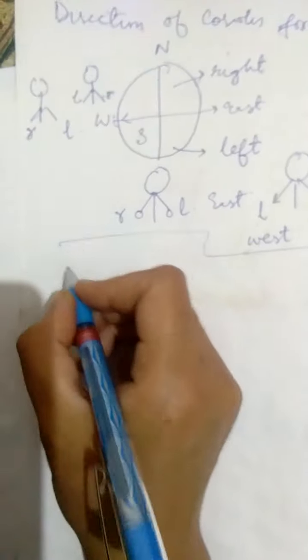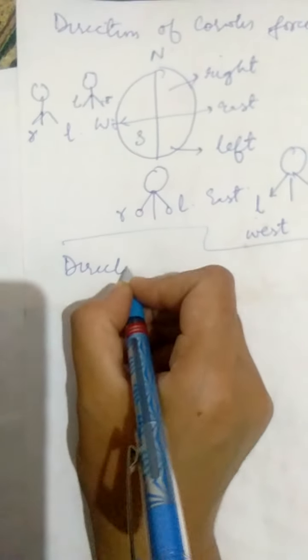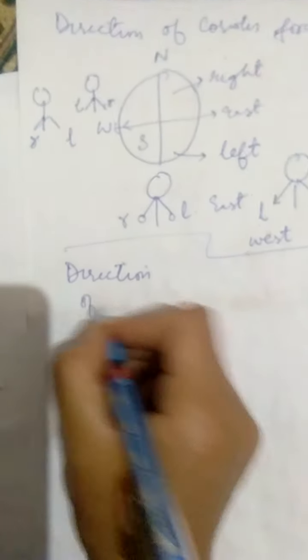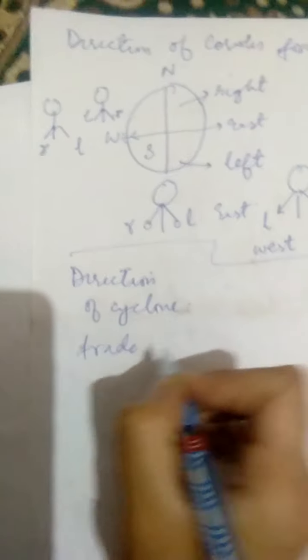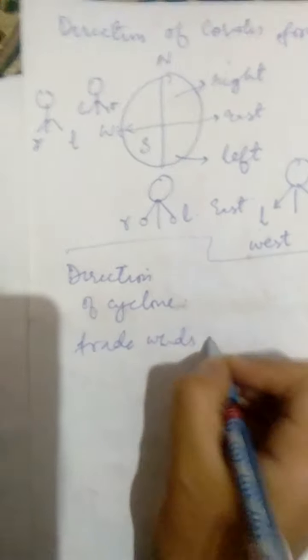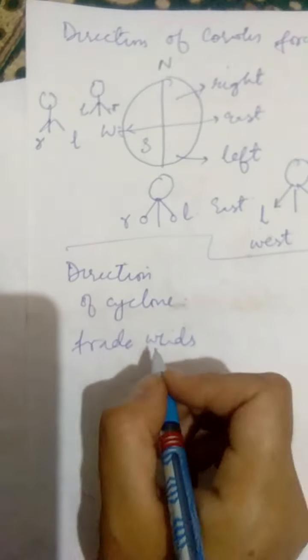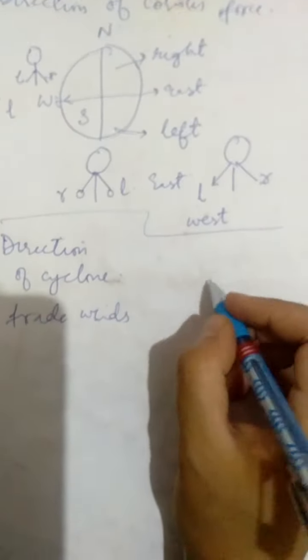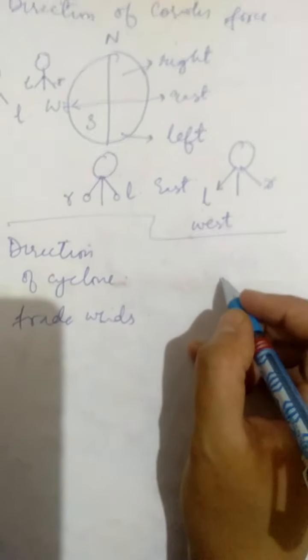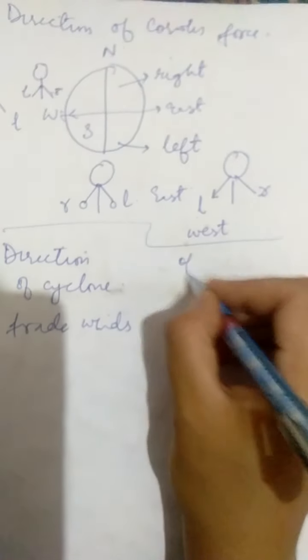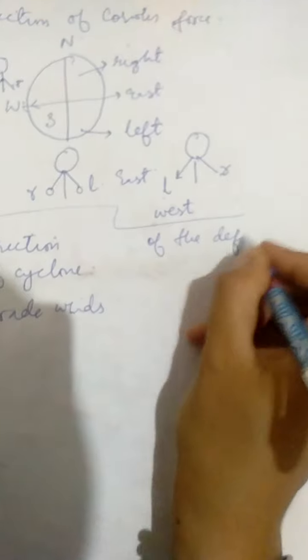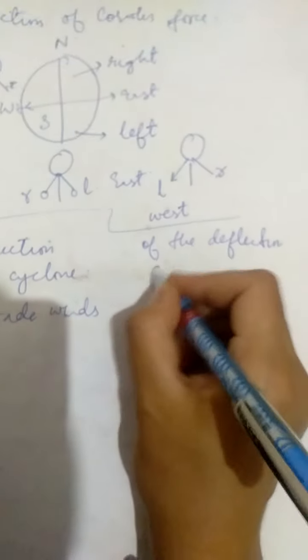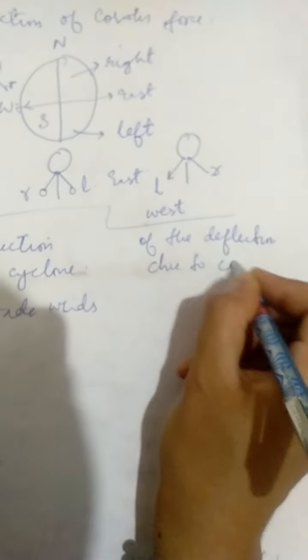Some more examples that you need to take into account are direction of cyclones, direction of trade winds that move along the surface of Earth. Their motion, their direction also gets deflected on account of Coriolis force. Similarly, when you project rockets or missiles in the outer space, you have to take care of the deflection due to Coriolis force.